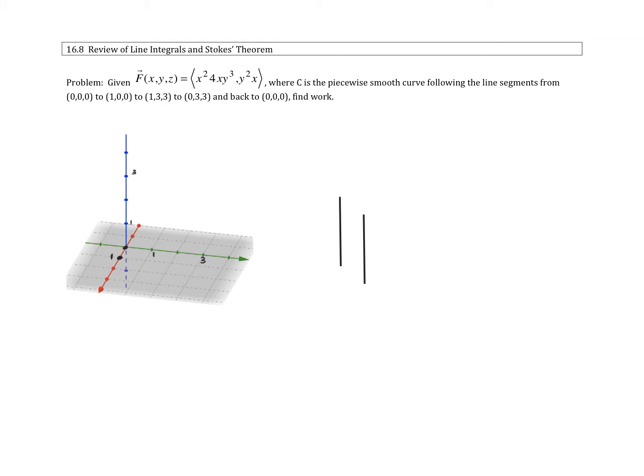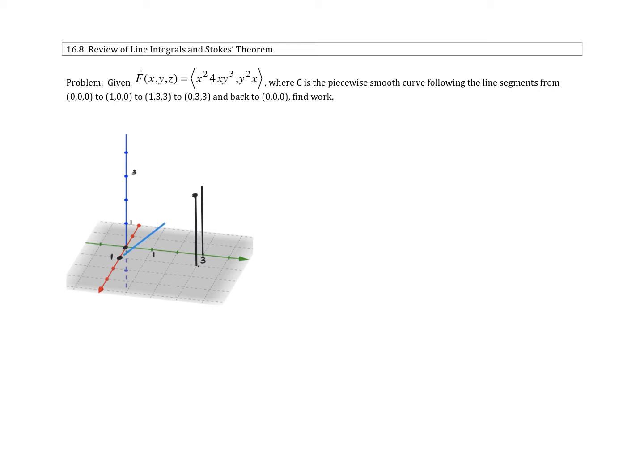So 1, 3, 3. And then 0, 3, 3. So 0, 3, up 3 units. And back to 0, 0, 0. So we're looking at something like this.